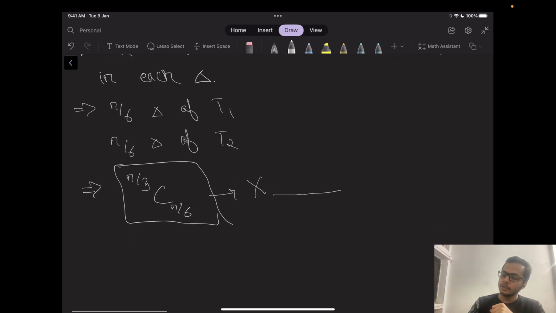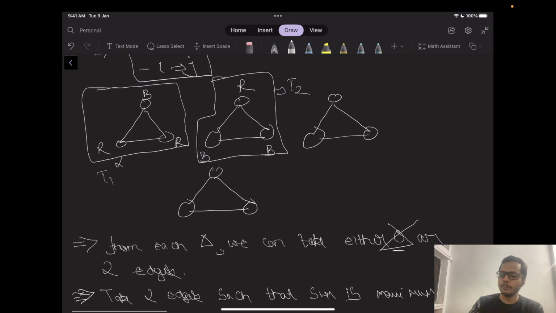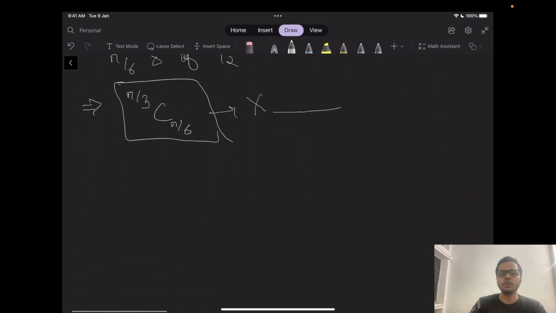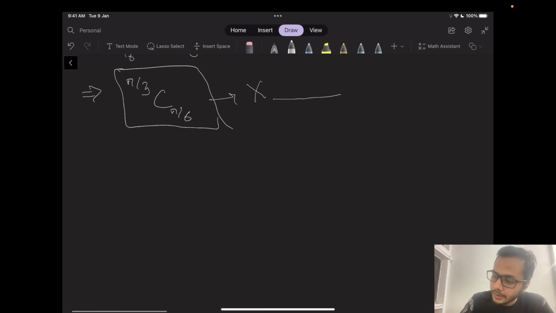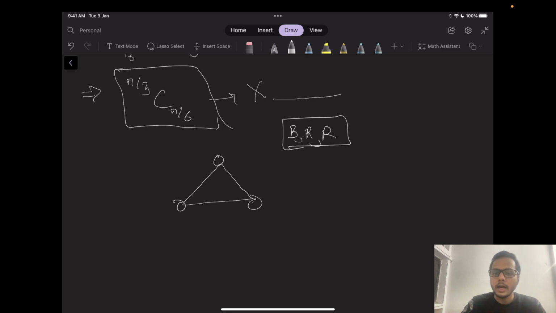Okay. So here we are assuming that in a triangle, now let's come to a triangle. We have looked at the distribution of triangles. Now let's look at one triangle and see the number of ways we can color it. So let's say we are trying to color it as a type 1 triangle. So we want it to be BRR type of a triangle.